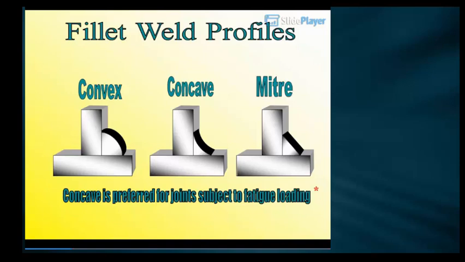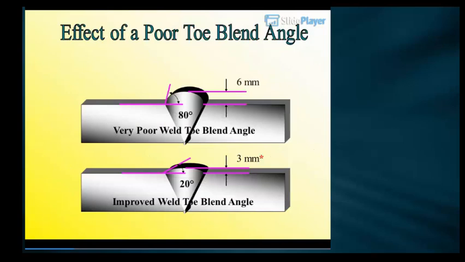Fillet weld profiles: concave, mitre, convex. Concave is preferred for joints subject to fatigue loading. Very poor weld toe blend angle, improved weld toe blend angle. Effect of a poor toe blend angle. 6 mm, 80 degrees: very poor weld toe blend angle. 3 mm, 20 degrees: improved weld toe blend angle.